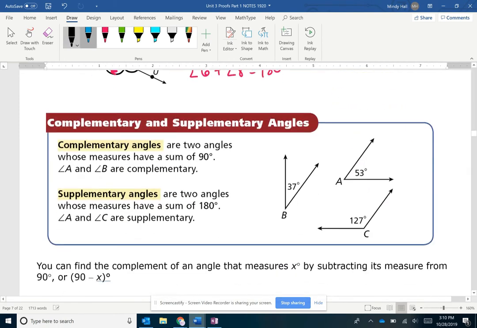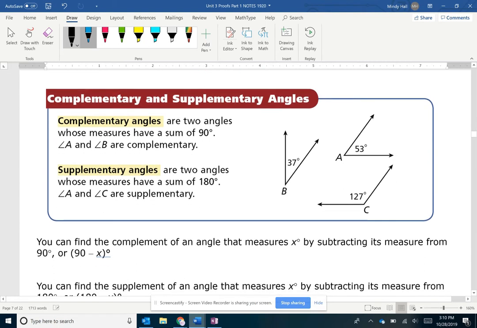So then we have our complementary and supplementary angles, which you should hopefully be familiar with. Complementary angles have a sum of 90 degrees, and supplementary angles have a sum of 180 degrees. So there are a couple memory tricks for this. Some people see the 1 p in complementary. If p is 90, then the 2 p's in supplementary would make it 180.